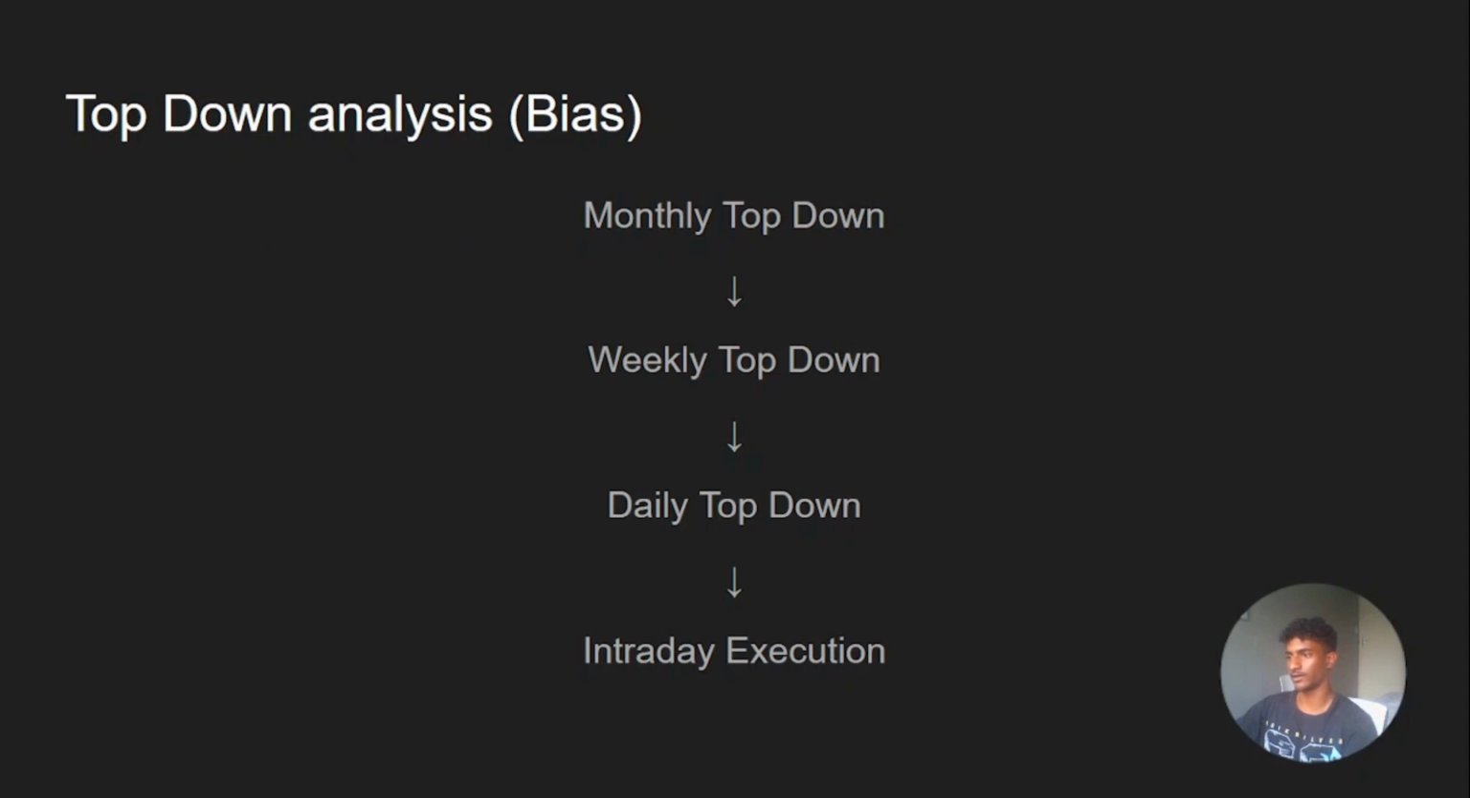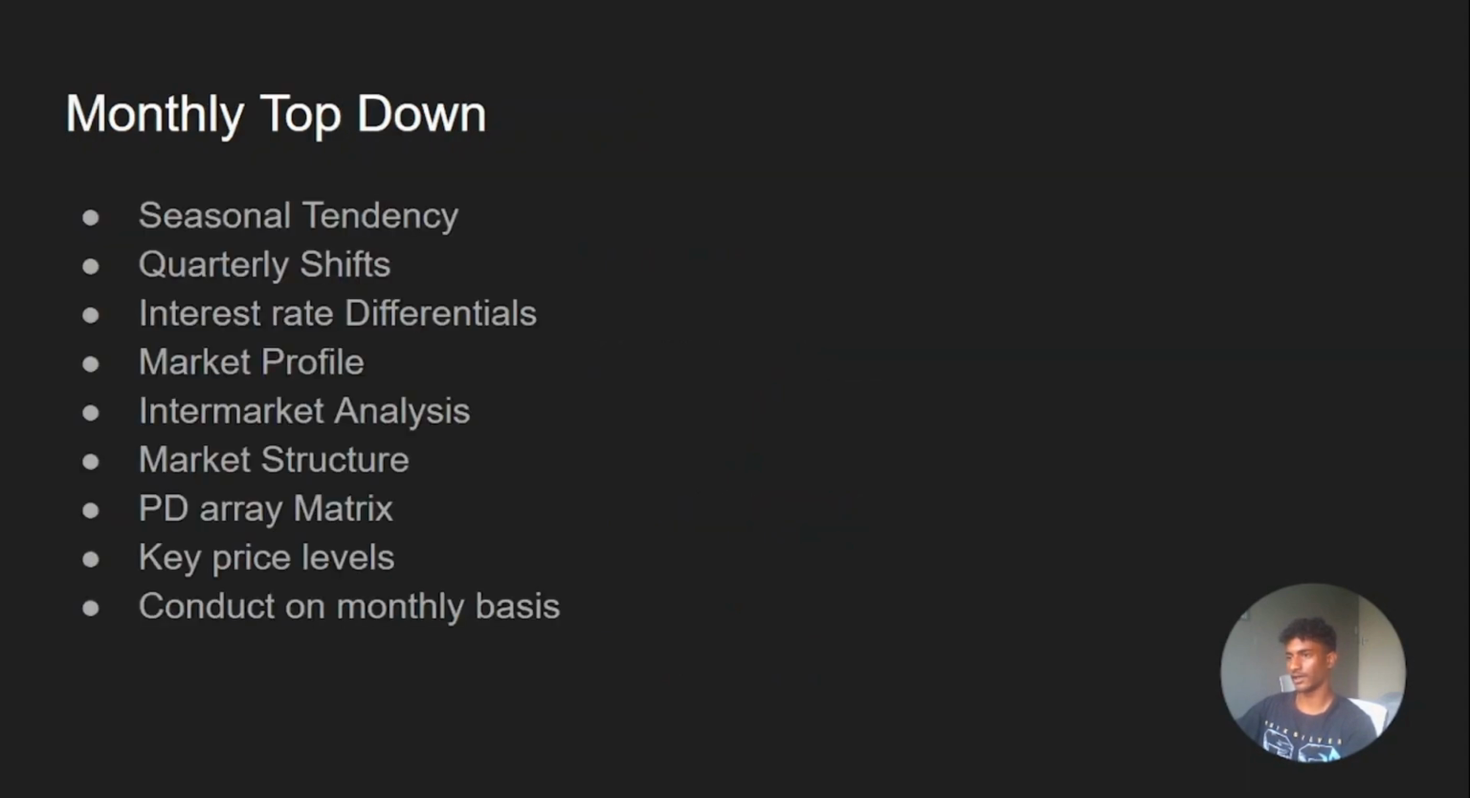So this is how I get my bias. I go from monthly top-down, weekly top-down, daily top-down, and intraday execution. So with my monthly top-down, this is my monthly bias. I do seasonal tendency, quarterly shifts, interest rate differentials, market profile, intermarket analysis, market structure, PD array matrix, and key price levels. So I do this on a monthly basis at the beginning of each new month. So this just gives me a monthly bias to work with.